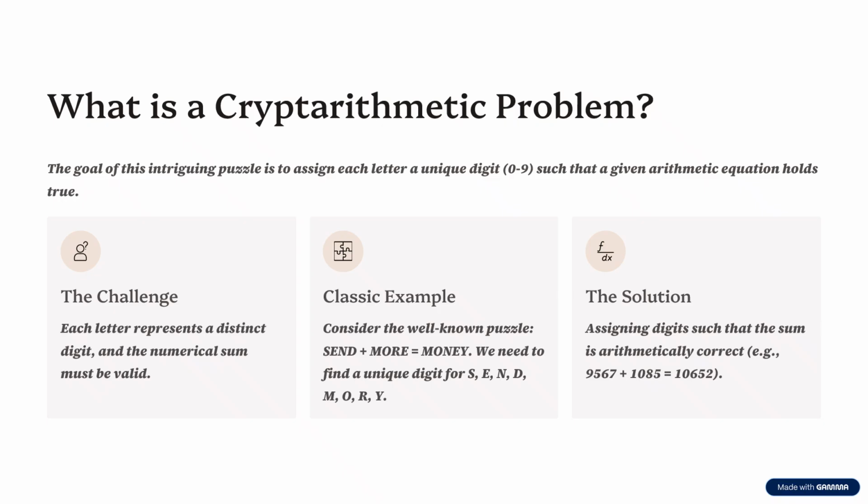Now, our task is to assign unique digits to S, E, N, D, M, O, R, Y. The solution is assigning digits such that the sum is arithmetically correct. Now the solution for this problem is 9567 plus 1085 equals 10652.